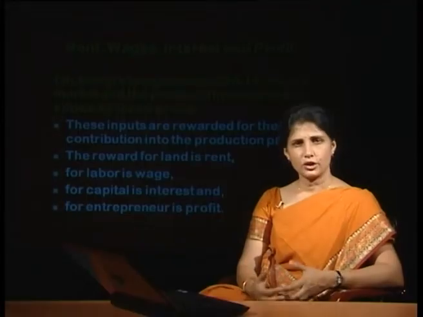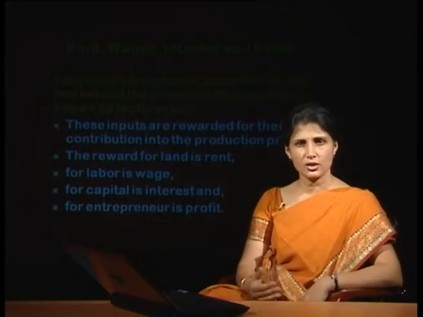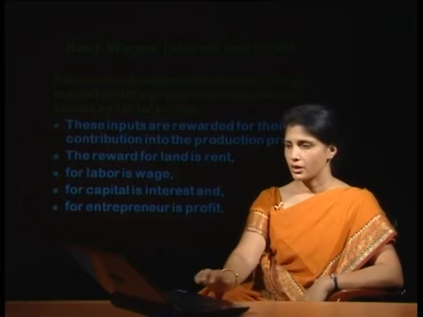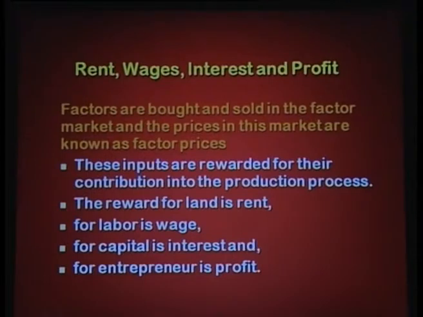Now we shall explain how rent, wages, interest and profit are determined in the factor market. Factors are bought and sold in the factor market, and the prices in this market are known as factor prices. These inputs are rewarded for their contribution to the production process. The reward for land is rent, for labor is wage, for capital is interest, and for the entrepreneur is profit.